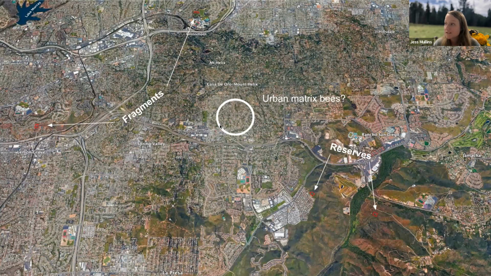And something that I'm interested in further exploring is, we know what's in the fragments, we know what's in the reserves. Bees can fly, and I'm wondering if they can traverse what I call the urban matrix to get from reserves to fragments and vice versa. So that's what's on my plate for next summer, hopefully, is sampling bees in this area to see which ones can get back and forth between fragments and reserves, or if there are any at all.